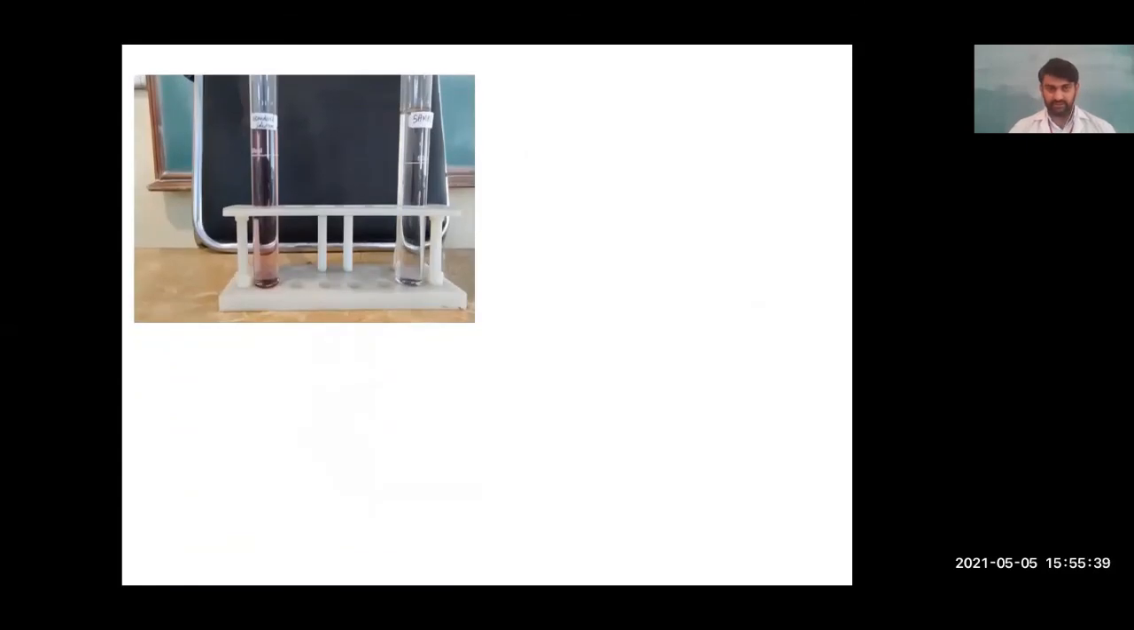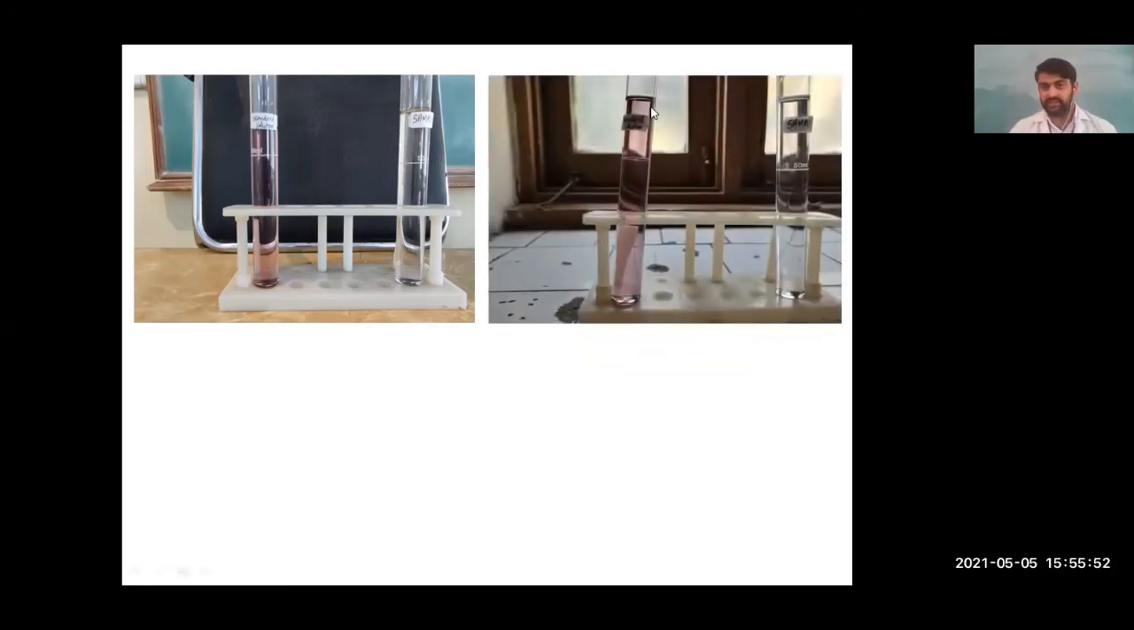So let's have some observations. In this picture, you can see the intensity of color in the standard solution is more as compared to the sample solution. You can see the sample is almost colorless. There is no color. And in the other picture, you can also see the intensity of the color in both of the solutions. The intensity of the standard solution is much higher than the sample solution.